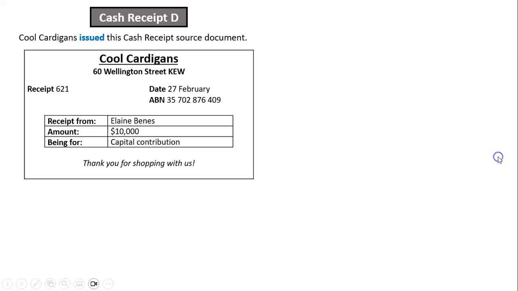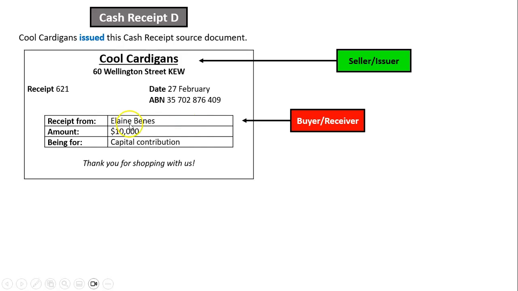Let's just deal with one more, cash receipt. This is probably one that's a little harder to interpret. What have we, as a business, got in this cash receipt? So we can see our name at the top. You can see it says here the buyer or the receiver, in this case Elaine Bennis, right? And it says $10,000, but just looking at that we can't really tell what this is for.